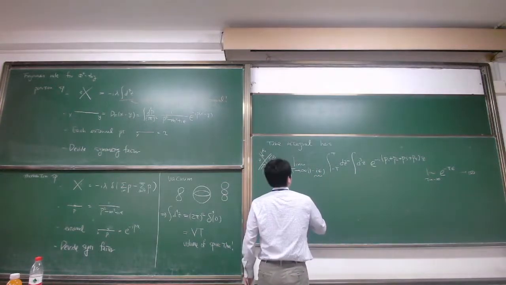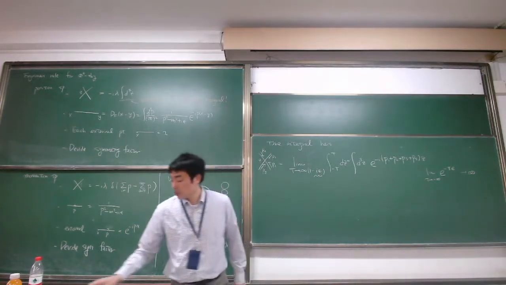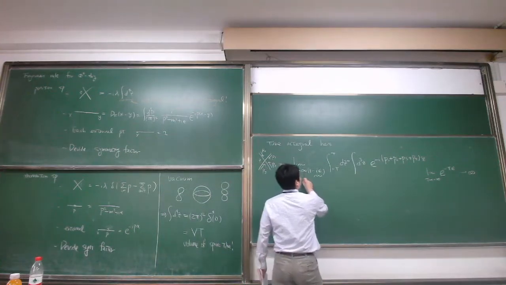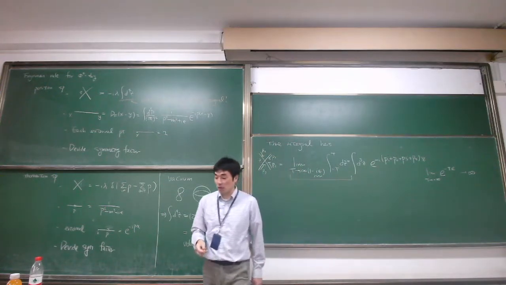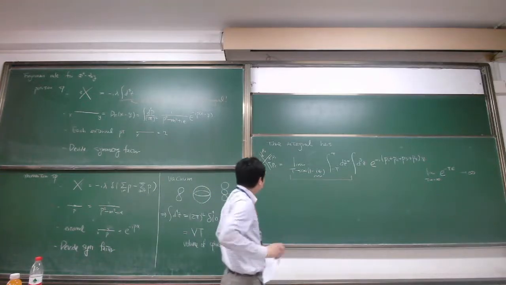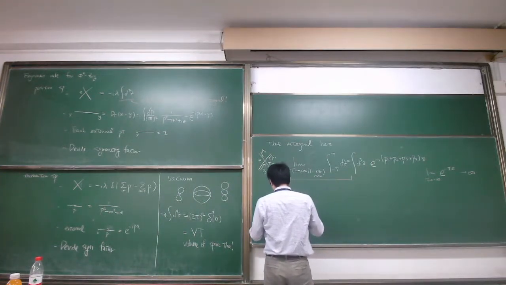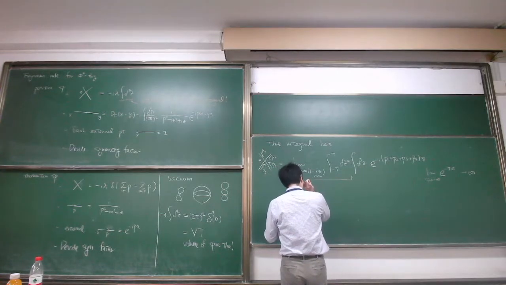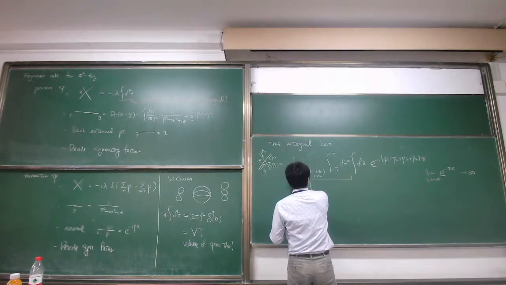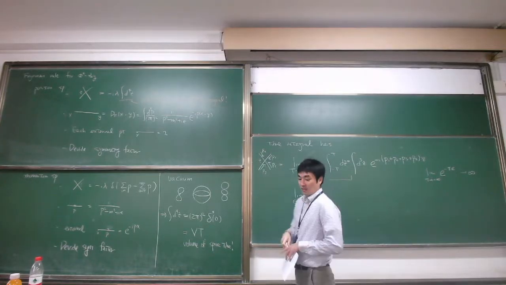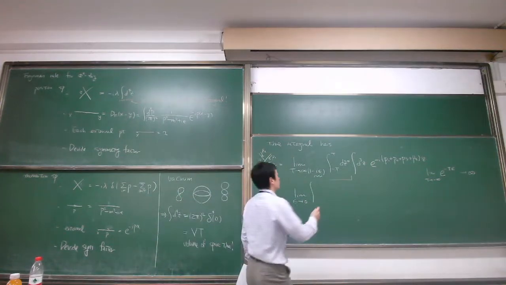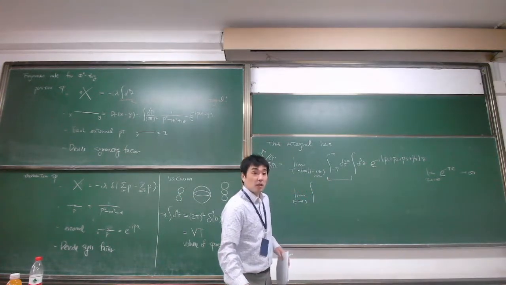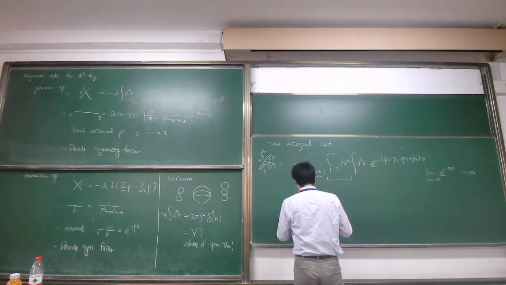To cure that, we will make a change of variable. But in that case, we first focus only on this part, the time integral. The rest of the part is okay. So what we need to do is take the limit epsilon goes to 0.